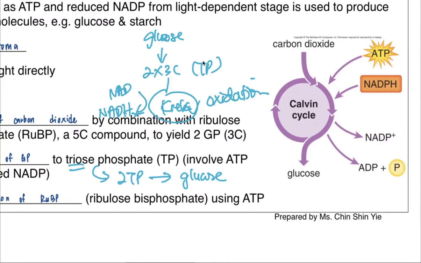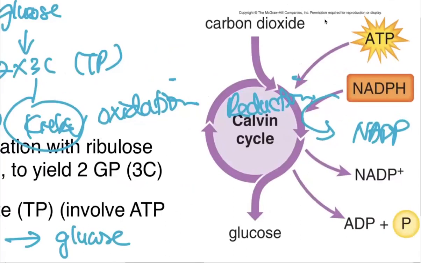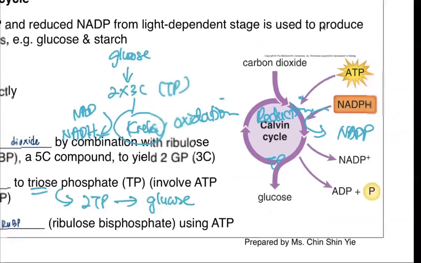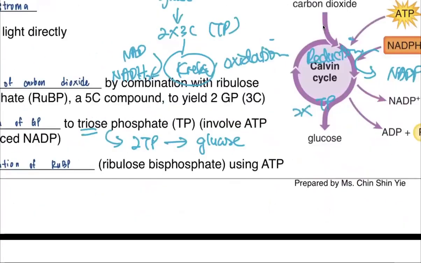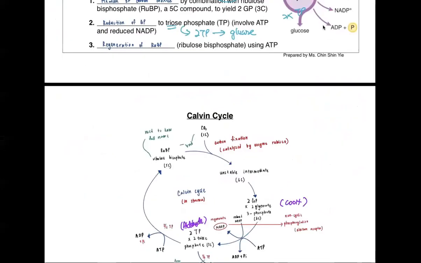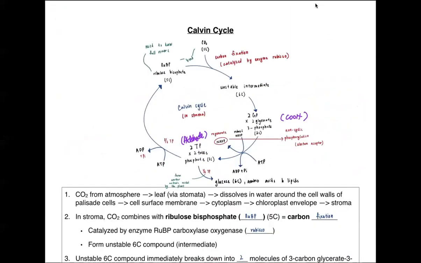NADPH will be oxidized to become NADP, and the hydrogen is used to reduce. So the Calvin cycle is essentially a reduction process. The compound is reduced multiple times, and that reduction is due to acceptance of hydrogen from NADPH. Ultimately you get two triose phosphates, 3-carbon compounds, which will combine to form a glucose. You can see it's kind of the reverse of the whole thing. I'll look at this in more detail later. We'll continue this in the next video.